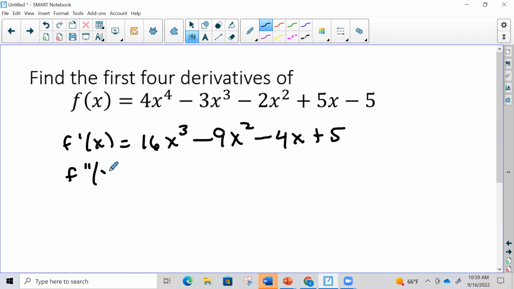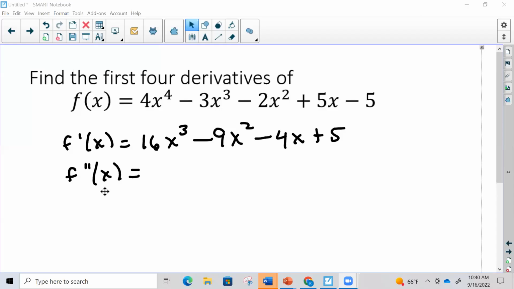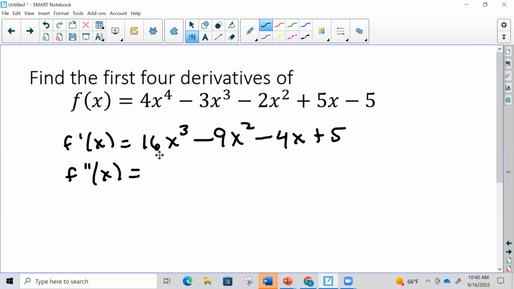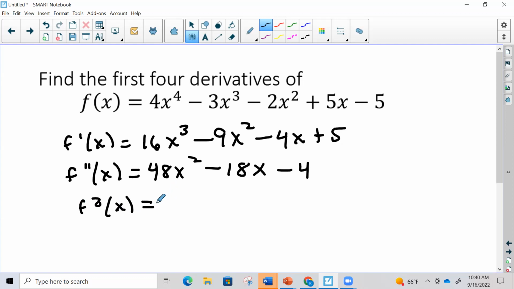Then for the second derivative, we take the derivative of this. We get 16 times 3, which is 48, x squared, minus 9 times 2, which is 18, x to the first, minus 4. And then again, the derivative of 5 is 0. The third derivative, again, I'm going to use the f3 of x, would be our 48 times 2, which is 96, x to the first, and then minus 18.